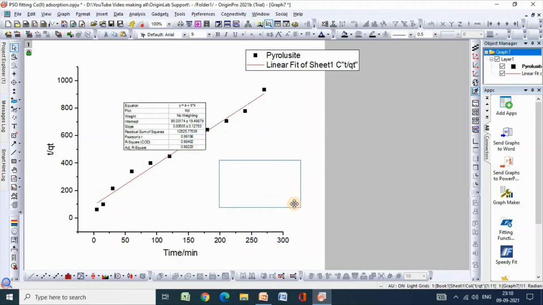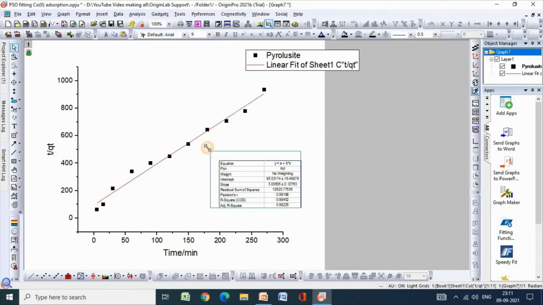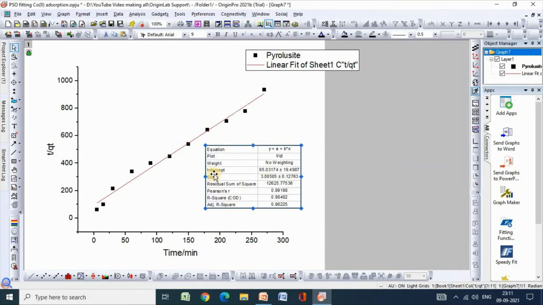So see, here is the slope, which is 3.0, and the intercept 95.03. So from the slope we can easily calculate the Qe value, and putting the Qe value in the intercept we can easily calculate the K2 value, and we also see that R square equals 0.984.